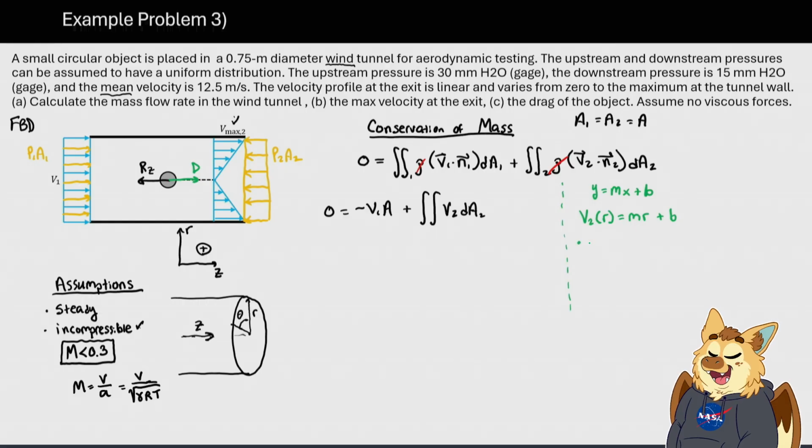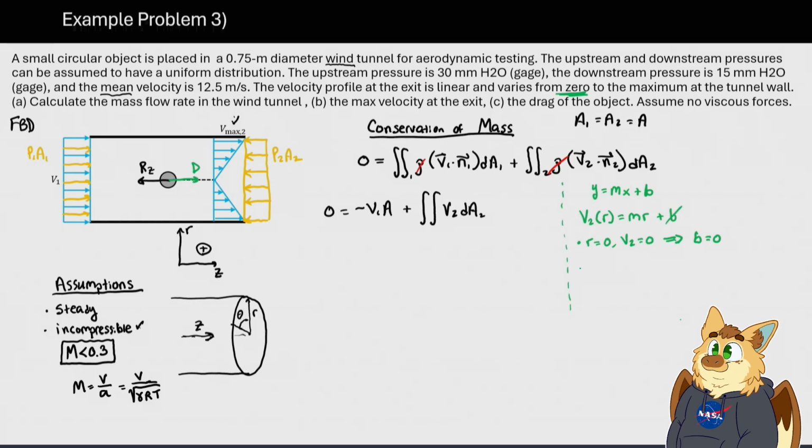B should be 0, but I'm going to prove that really quickly. At r equals 0, v2 is equal to 0, as they say in the word problem here. And that would basically mean that b is equal to 0 when you plug those into our equation above. So that's great.